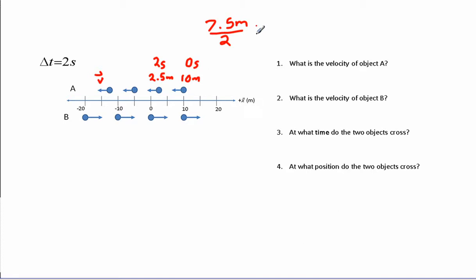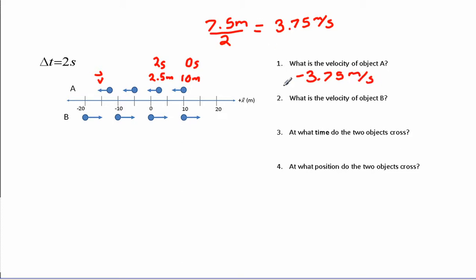So it must have been traveling at a speed of 3.75 meters per second. The only other piece we have to add to that to find the velocity is recognizing the fact that this motion is happening in what we've defined to be the negative direction, which almost always is to the left. So the velocity of A is negative 3.75 meters per second.